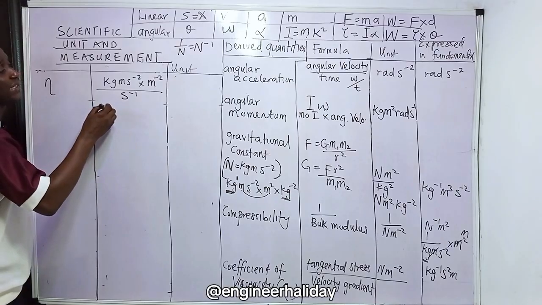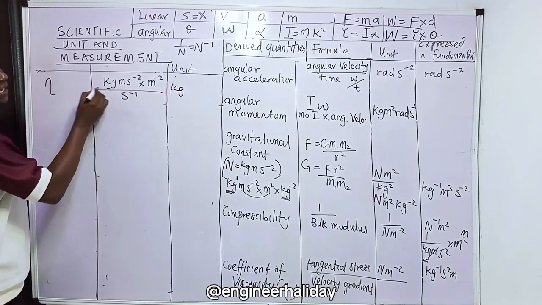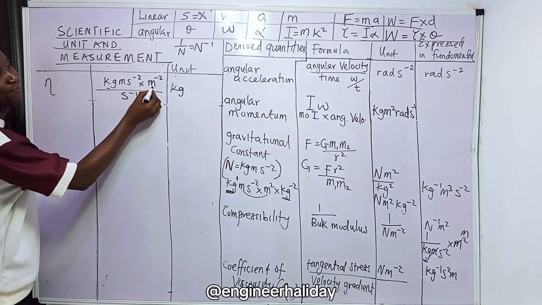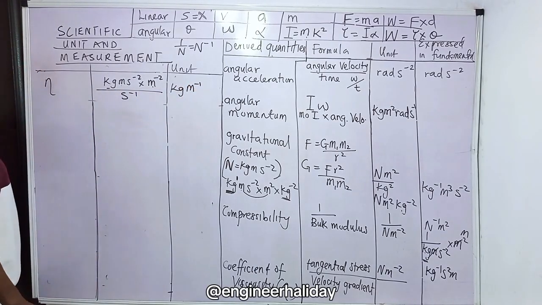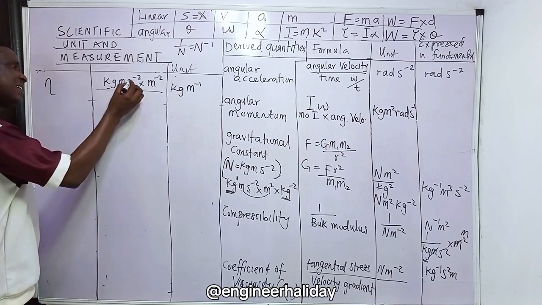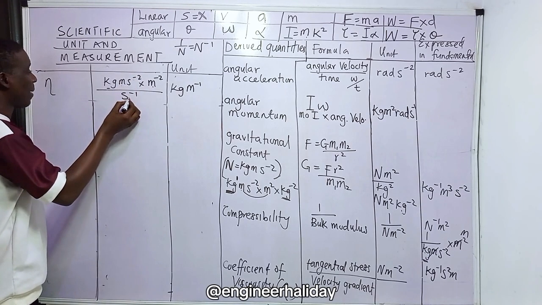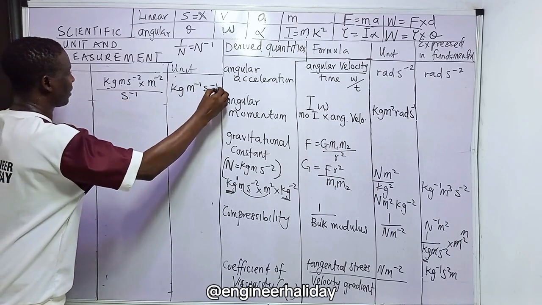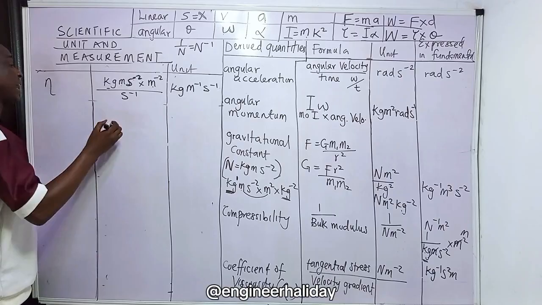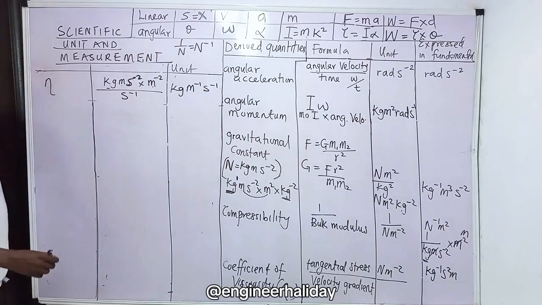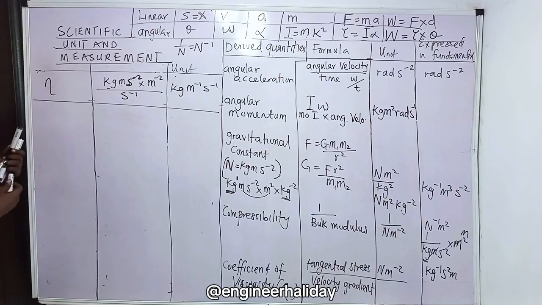What do we do now? Let's break it down. It becomes kg, then meter times meter raised to power minus 2 will give us meter raised to power minus 1. Then per second square divided by per second will give us per second, because s raised to power minus 2 divided by s raised to power minus 1 gives s raised to power minus 1. That is the unit of coefficient of viscosity.